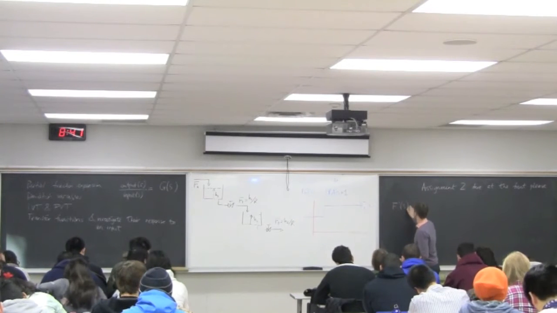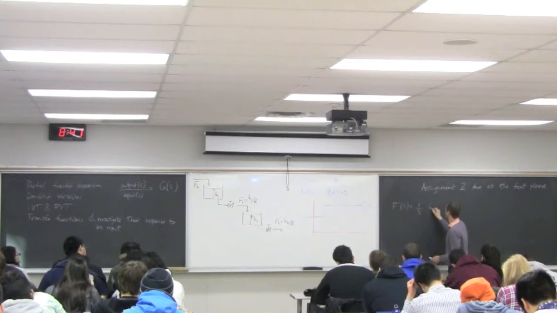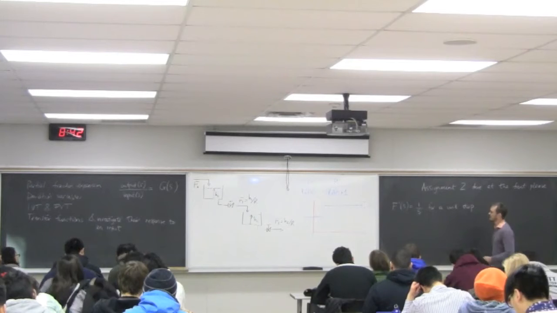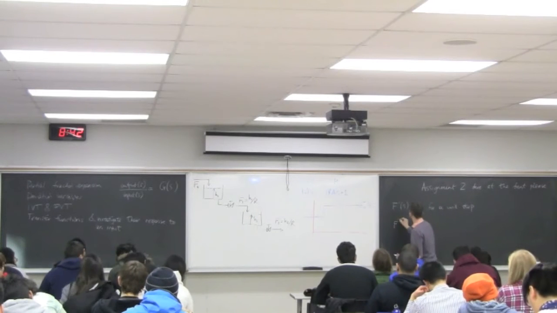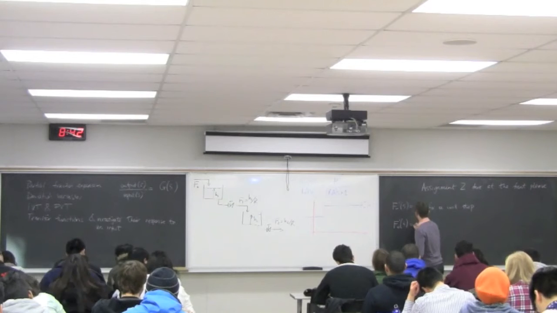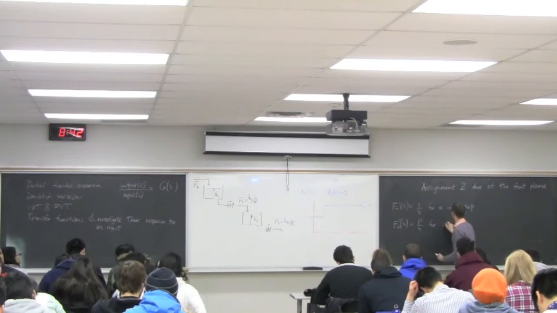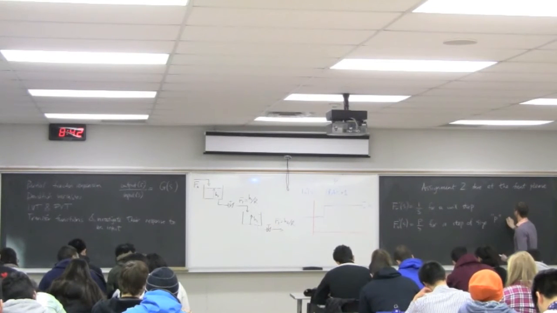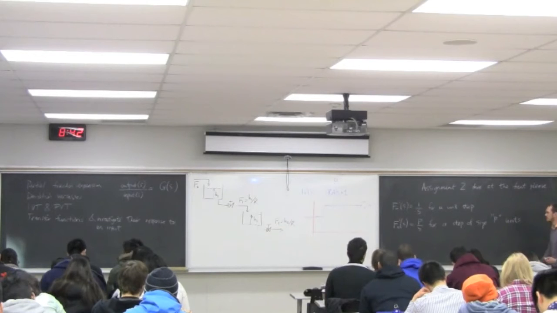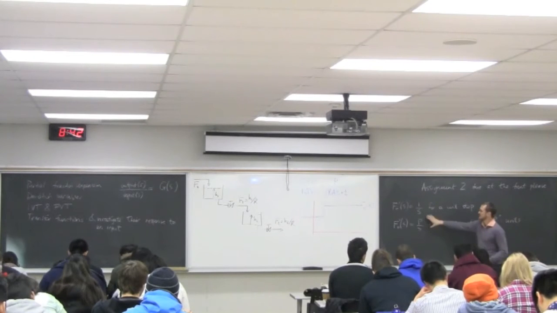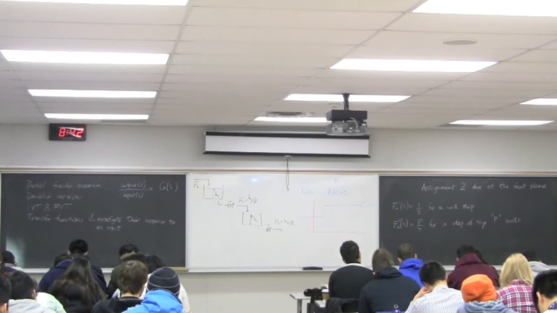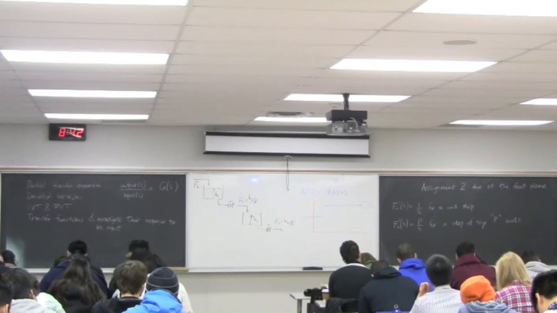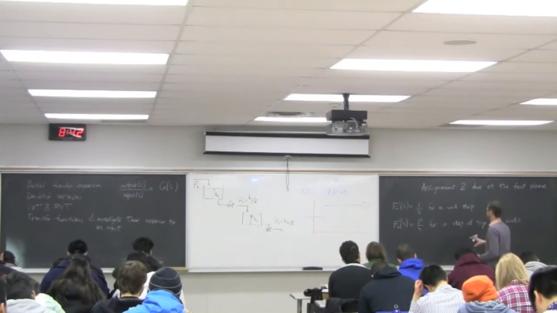F0 dash of S is equal to 1 over S for a unit step. And if we make a different step size, we say that F0 dash of S is P over S for a step of size P. So a unit step is 1 over S, a step input of a different magnitude, P for example, is P over S. Okay, so P can be positive, P can be negative, you can step up or down by any magnitude.